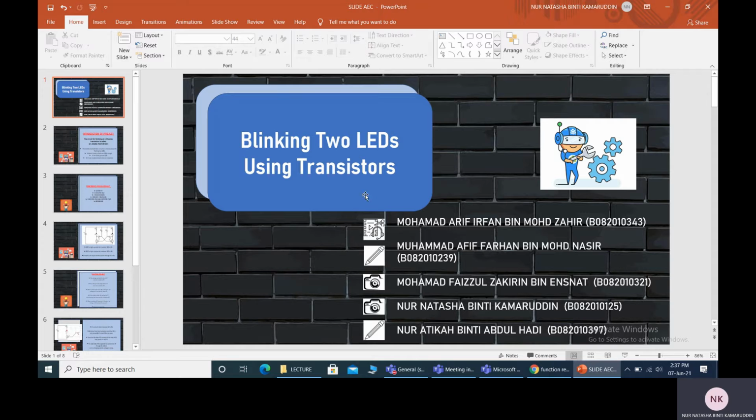First of all, my teammates are Muhammad Arif Irfan bin Muhammad Zahir, Muhammad Afif Farhan bin Muhammad Nasir, Muhammad Faizal Zakirin bin Ansnat, Nur Natasha binti Kamaruddin, Nur Atikah binti Abdul Hadi.